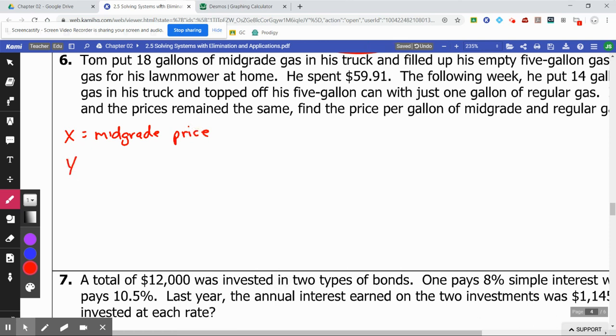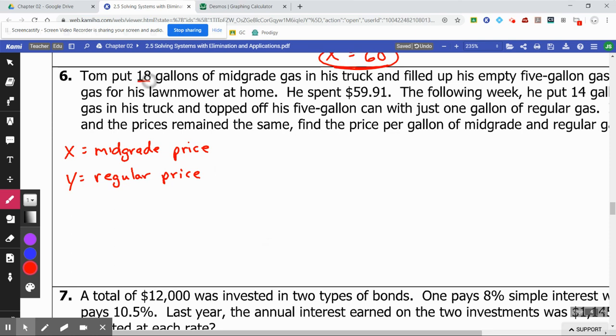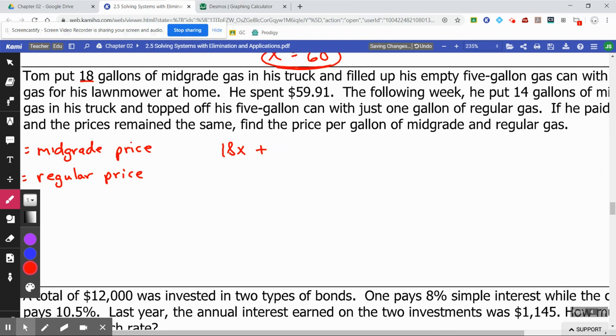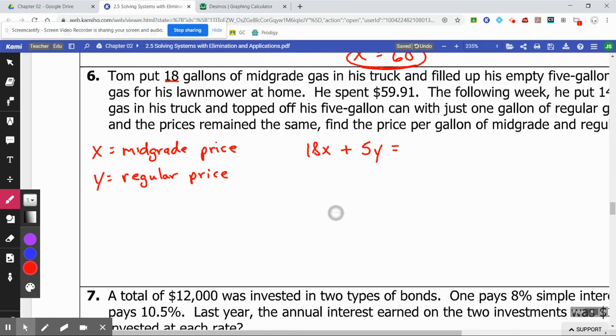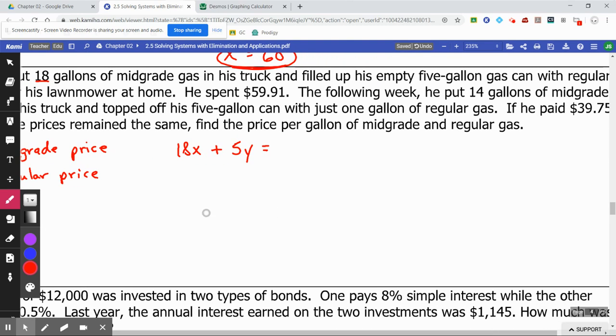Our Y value will be our regular price. We know that 18 gallons of mid-grade, that'd be 18 X's, plus he filled up his empty 5-gallon can, so he did 5 Y's, 5 gallons of Y, and it cost him a total of $59.91.